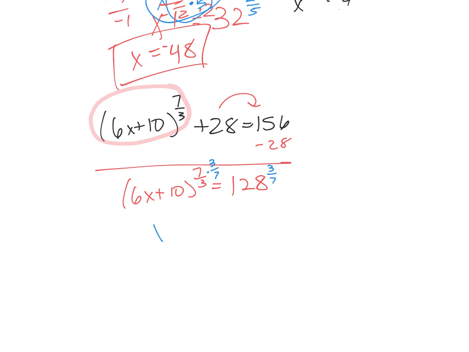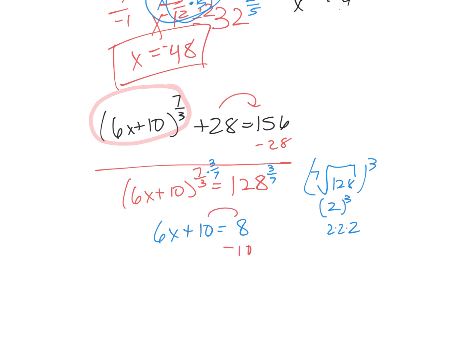So I have 6x plus 10 equals 128 to the 3/7. So remember, again, this is the 7th root of 128 to the power of 3. And the 7th root of 128 is 2, and that's 2 to the power of 3. So remember, 2 to the power of 3 means 2 times 2 times 2. So this is 8.